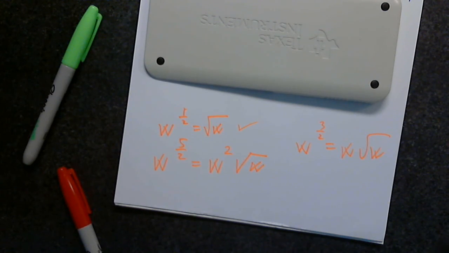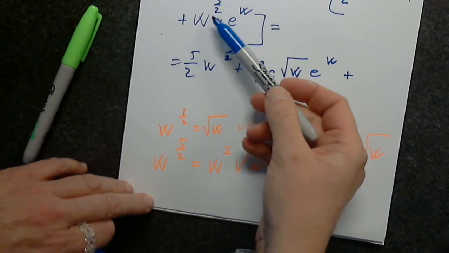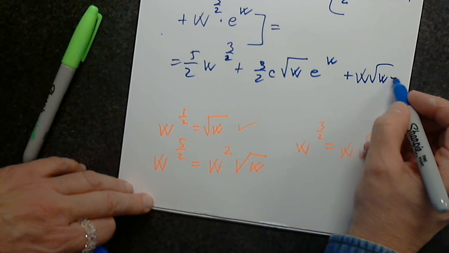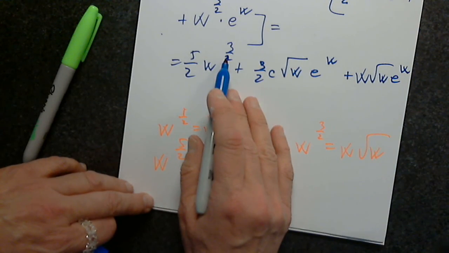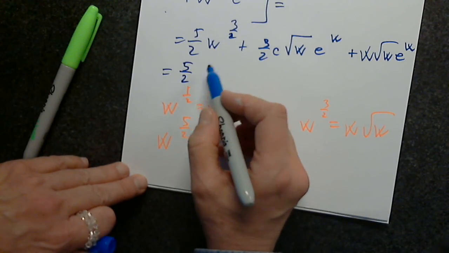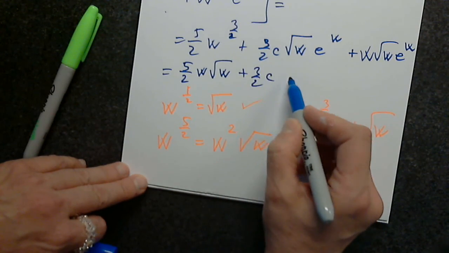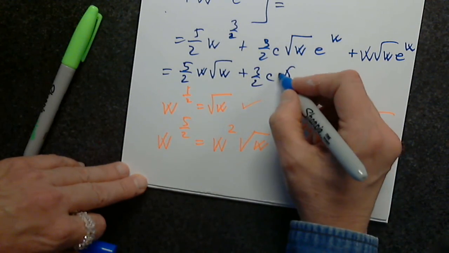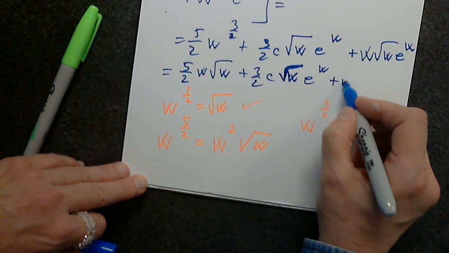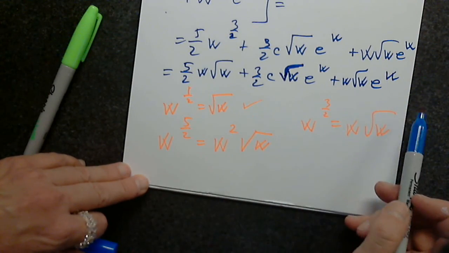So keeping that in mind, and going back to our example, this is w, the square root of w, e to w. And this one is the same thing. So you can rewrite it as 5 halves w, the square root of w, plus 3 halves c, w, the square root of w, e to w, plus w, the square root of w, e to w. There is nothing I can do here.